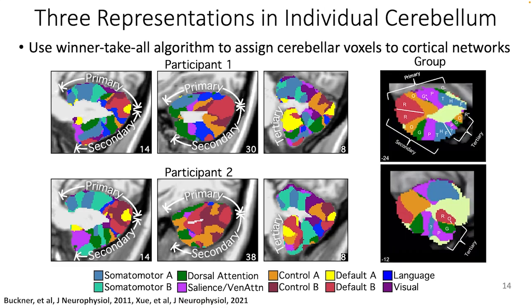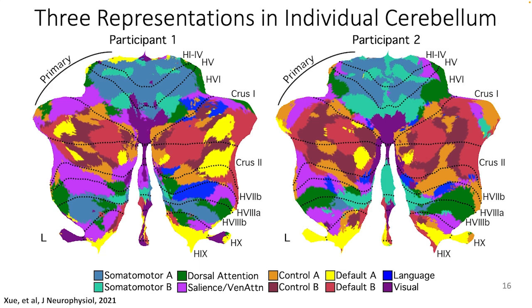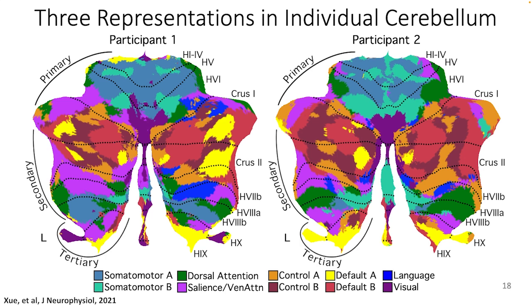Because of the multiple representations at the group level, we are also able to find these representations at the individual level. The individual cerebellum follows a similar organization as the group level, but with additional intricate details. Here we use the flat map to visualize the cerebellum. The three representations are also shown on flat maps. The primary map here, then follows the secondary map, and finally the small tertiary map here.